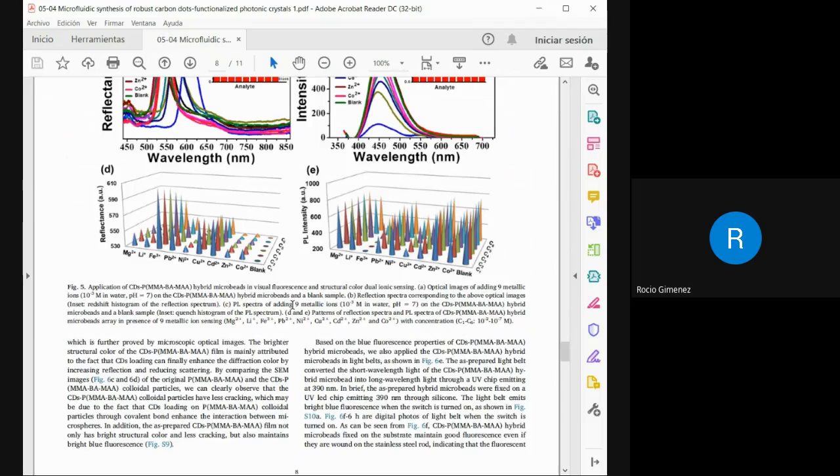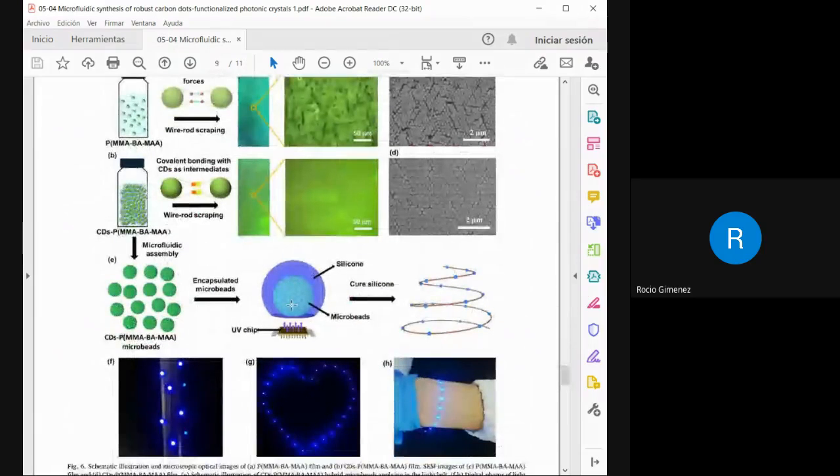And finally, they found that the film prepared by these particles not only has a more vivid structural color, but can also reduce cracking. And this brighter structural color is mainly attributed to the fact that the carbon dots loaded can enhance the diffraction color by increasing reflection and reducing scattering.